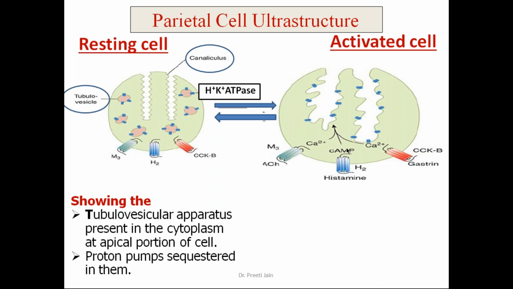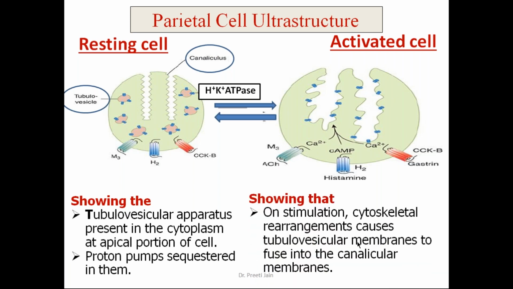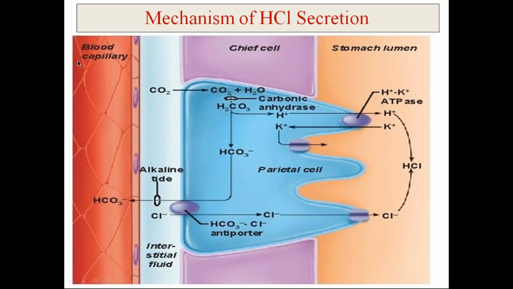Now this is the activated cell. When the activation occurs, these structures come onto the apical side and fuse with it. So they have increased the number of proton pumps available for secretion of hydrochloric acid, or for secretion of hydrogen ions, right? So on stimulation, there is a rearrangement which causes the tubulovesicular membranes to fuse into the canalicular membranes. Okay. Now this is just showing you a repetition of what I have already described.